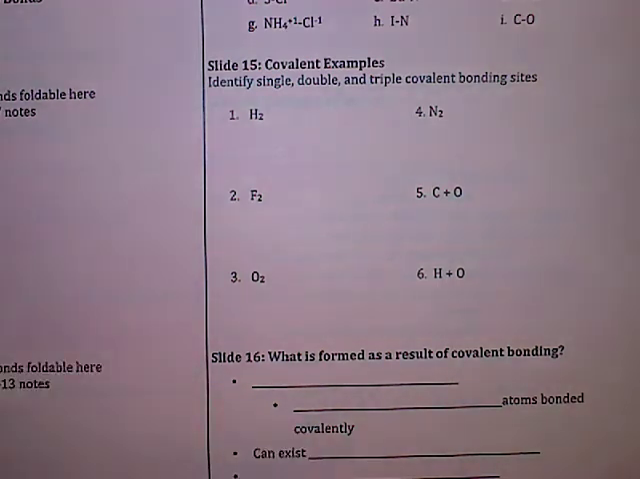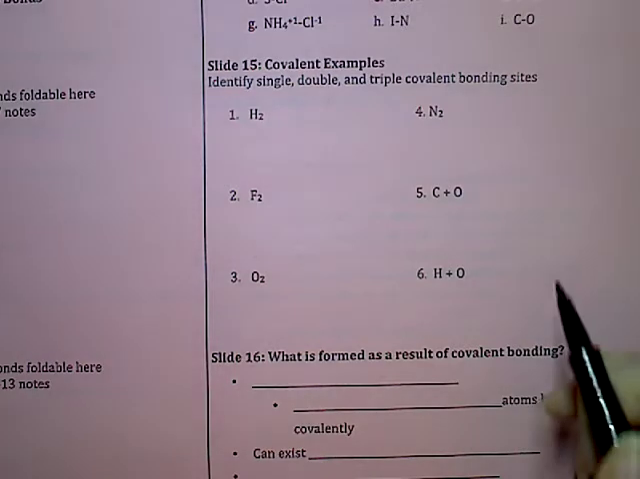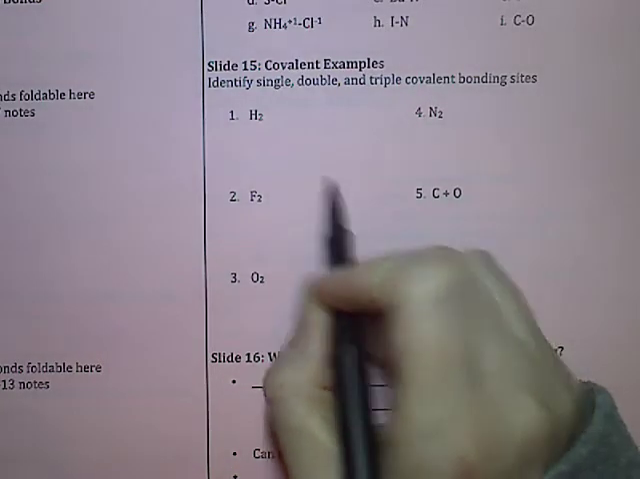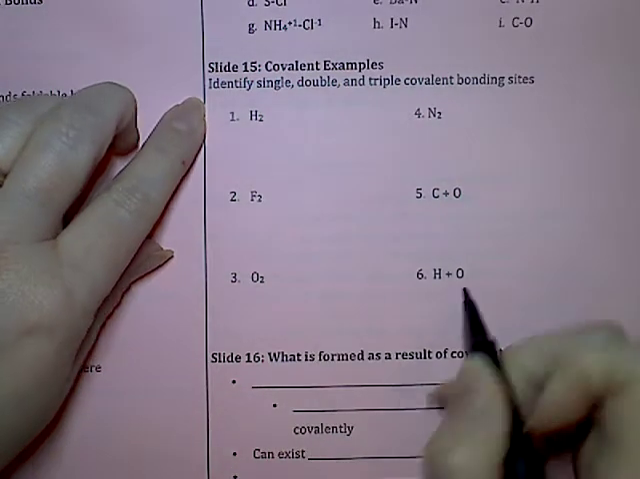Alright, so this is slide 15. The goal is for us to draw covalent bonds. I'm going to use black and red. The picture that I may share may be all red, it depends. So what we need to do is draw some Lewis dot structures.